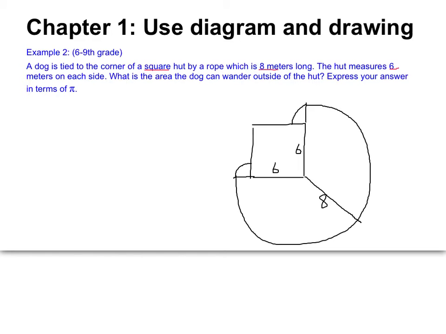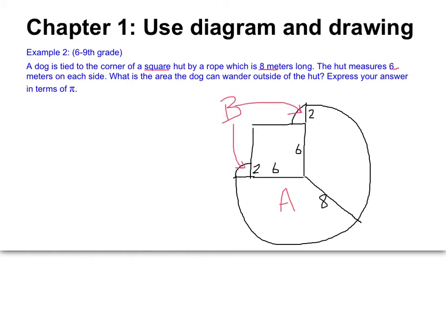This part is 2 because it's the radius of this circle here. This circle has a radius of 2, and so is this circle, which also has a radius of 2. Okay, so the area that the dog can wander is actually this portion of the circle plus this portion of the circle plus this portion of the circle. So let's work it out.